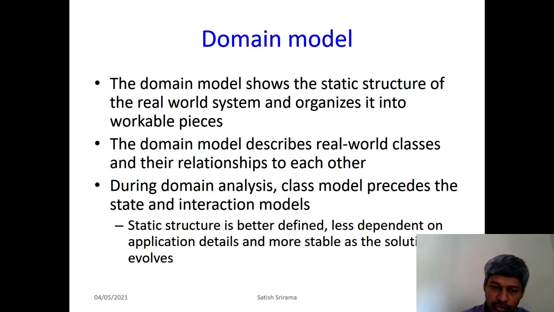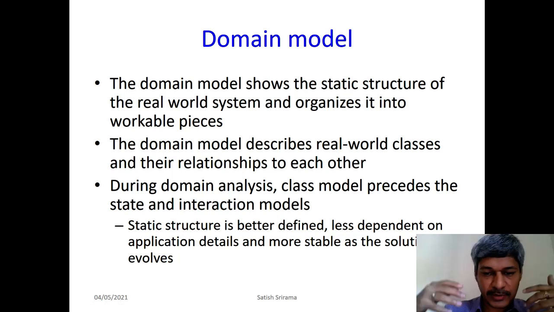During the domain analysis, the class model precedes the state and interaction models. So in domain analysis, you start with the class model, then you will go to the state model, and the interaction model will not be touched that much. Why you do it this way: the static structure is better defined, less dependent on the application details, and more stable as the solution evolves.